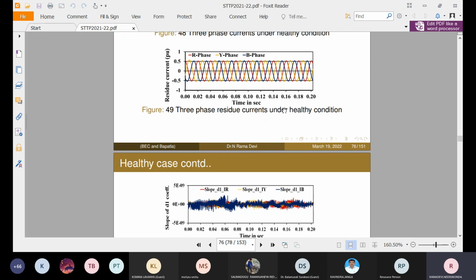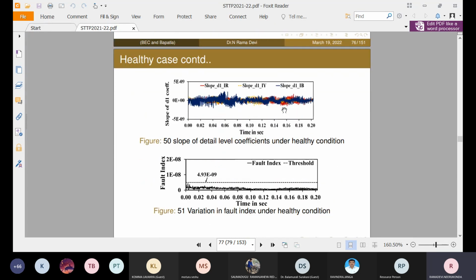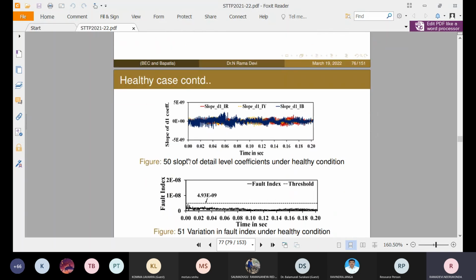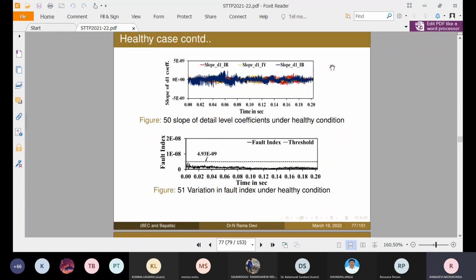For these residue currents, we compute the detail level coefficients. Once we get the detail level coefficients, we calculate the slope of the detail level coefficients. Those are the variation of slope of detail level coefficients of R, Y, and B. Once we get the slope of detail level coefficients, we take the absolute sum of the three-phase slopes of detail level coefficients as the fault index. So this is the fault index variation with respect to time.